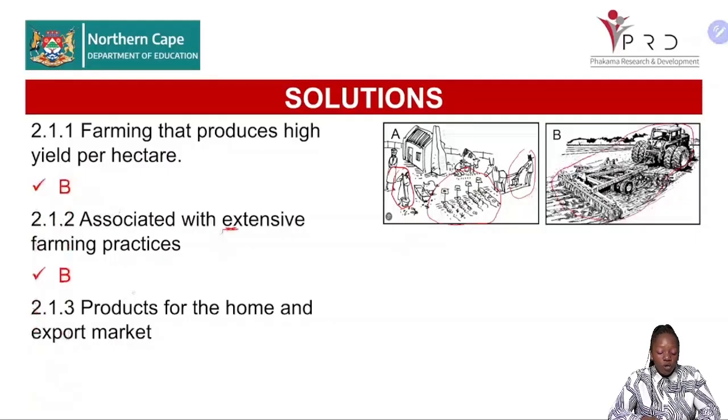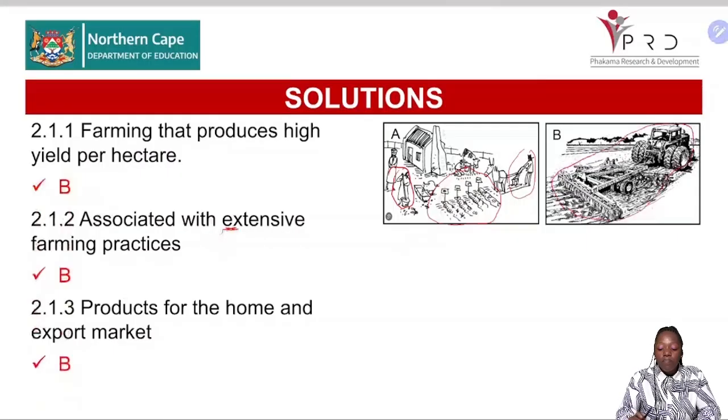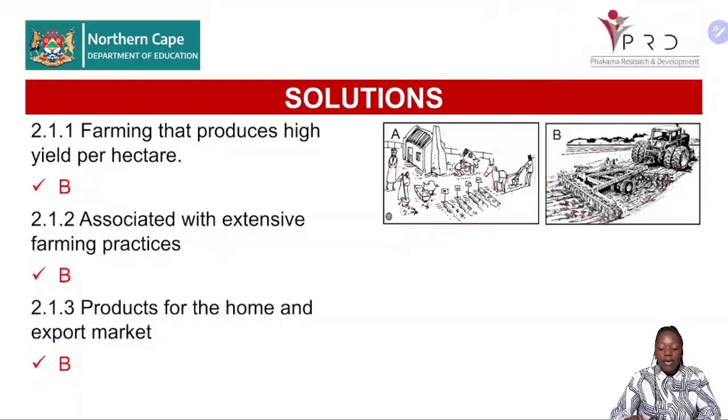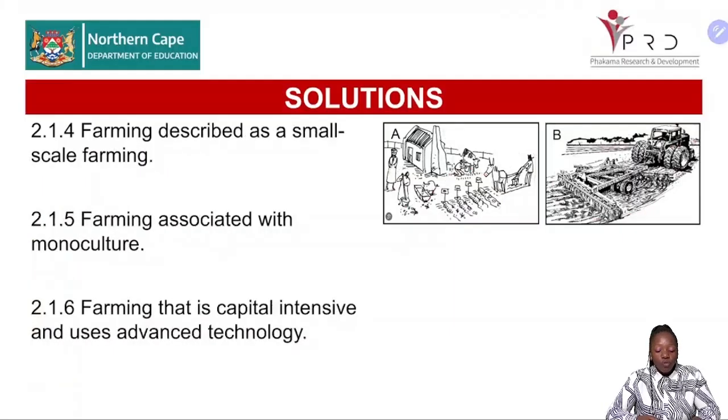Then your 2.1.3, the products for the home as well as export markets. As you can see at B, they are farming for business. So therefore, they are able to supply locally and they are able to supply internationally. So therefore, B becomes the answer. Then your figure 2.1.4, the farming that describes small scale farming. We've already identified some characteristics at A that match with small scale farming.